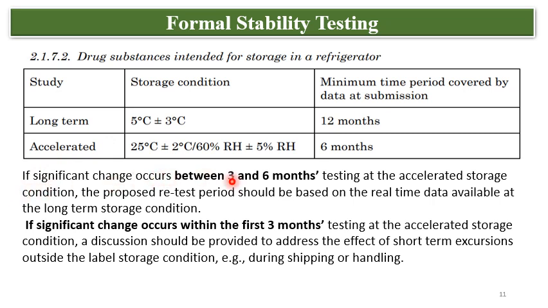If significant change occurs between 3 and 6 months testing at accelerated storage condition, the proposed retest period should be based on the real-time data available at the long-term storage condition. Then, if significant change occurs within the first 3 months testing at accelerated storage condition, a discussion should be provided to address the effect of short-term excursion outside the label storage condition, that is during shipping and handling. So this is nothing but the effect of temperature. What is the sensitivity of the API to the temperature? That is required to be studied and justified.